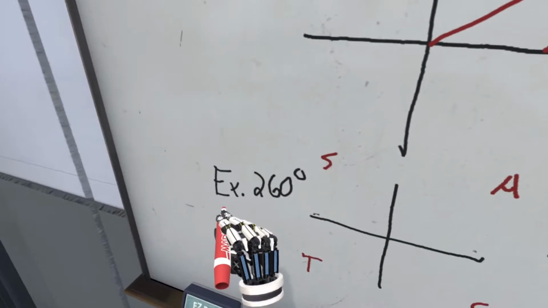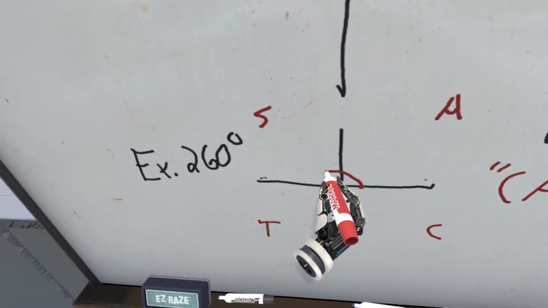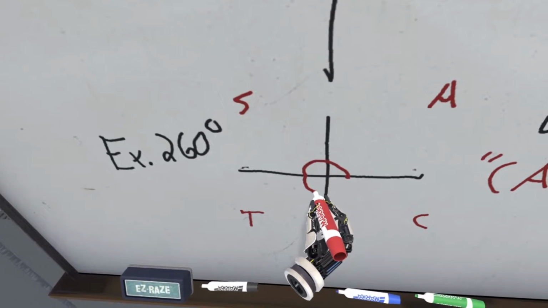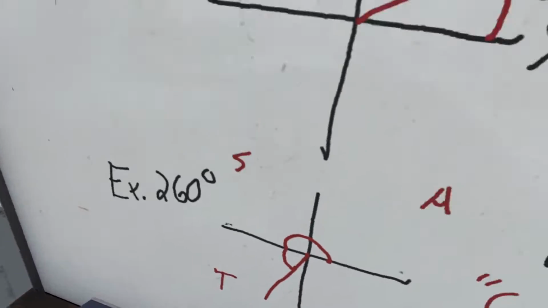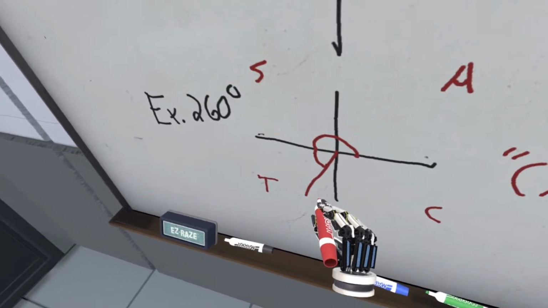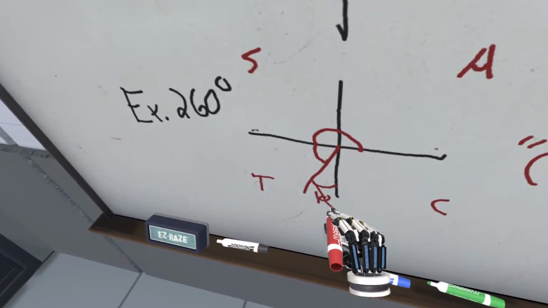So for example, if we had the angle of 260, we know that it's at least 180 and almost all the way to 270. So we're going to be down here somewhere. So we draw our terminal arm here. Sure, it may be quicker just to do the 10 degrees here, but we're not doing that.